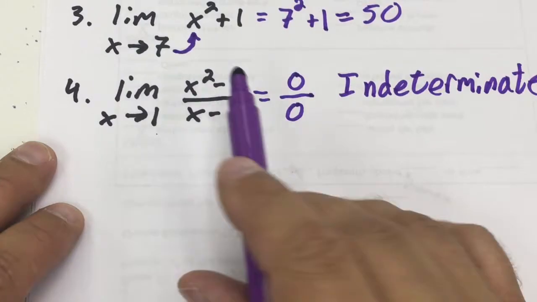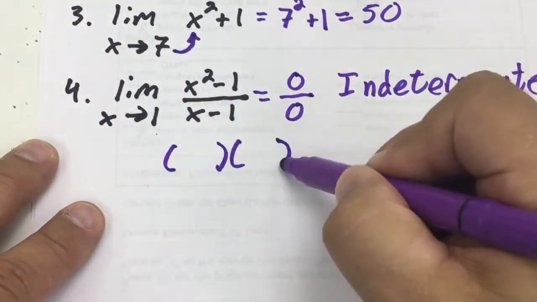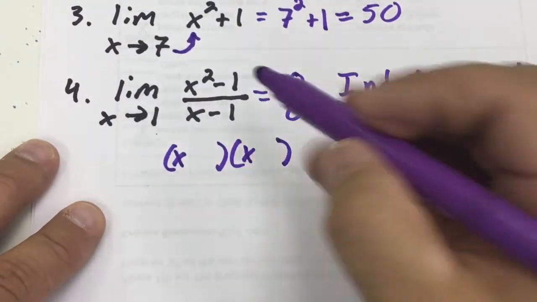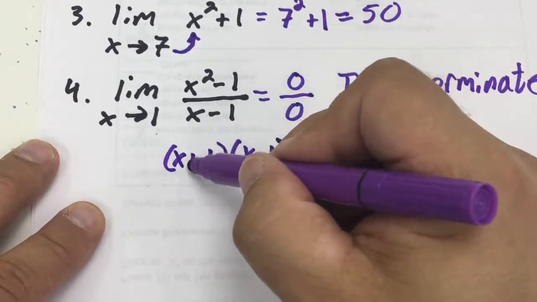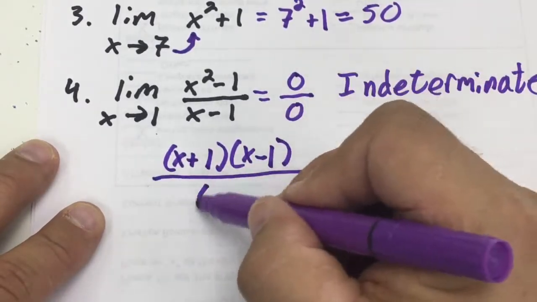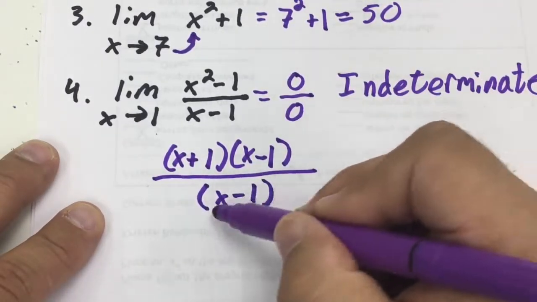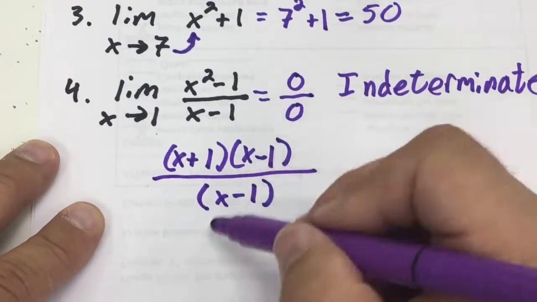And I notice this top is a difference of two perfect squares. So that's going to give me x times x equals x squared. 1 times 1 equals 1. And the signs are going to alternate. And then I notice the x minus 1 on the bottom will simplify with the x minus 1 on top.